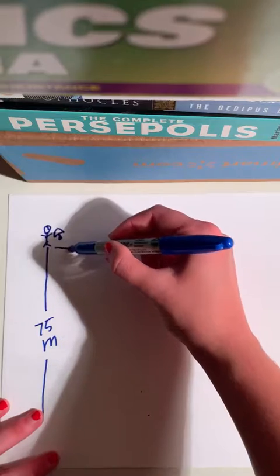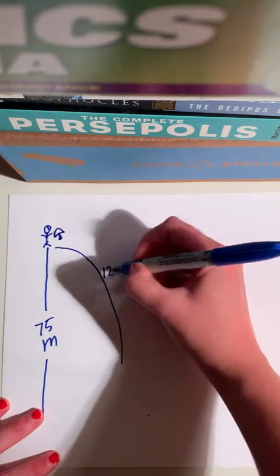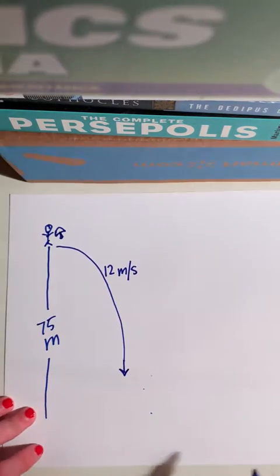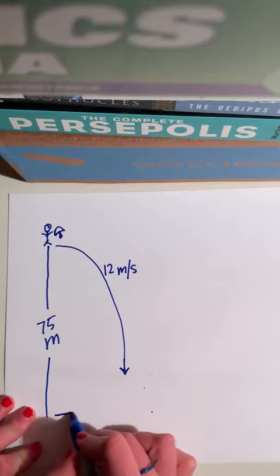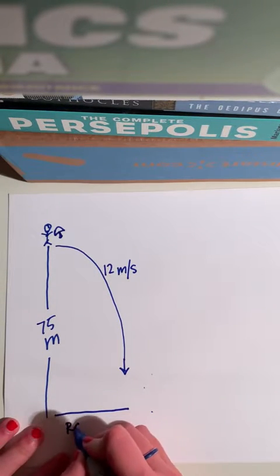And he launches it at a velocity of 12 meters per second, all the way down. And we want to find out where horizontally the parachute will land. So we want to find the range.